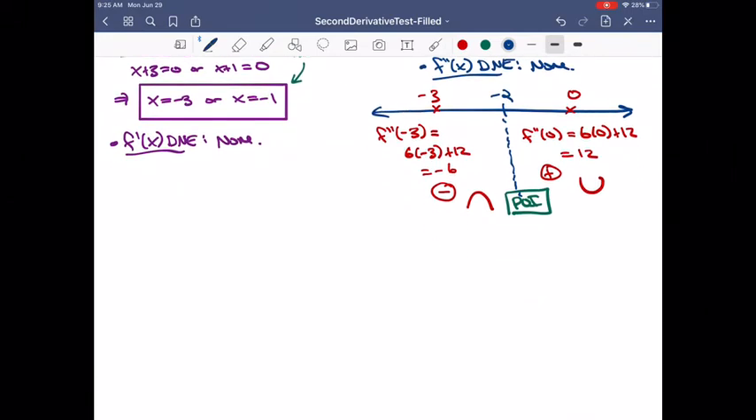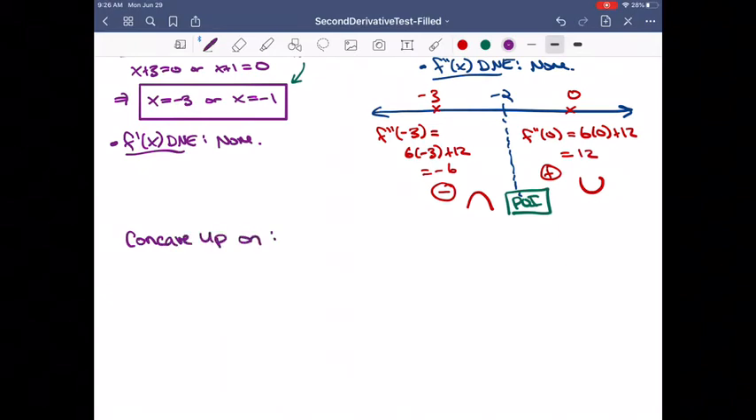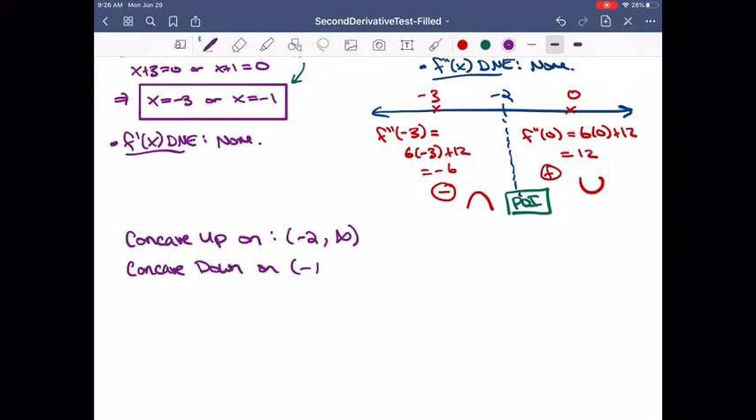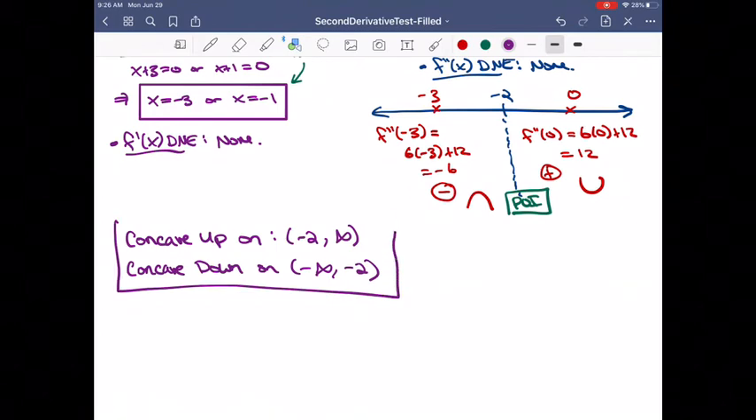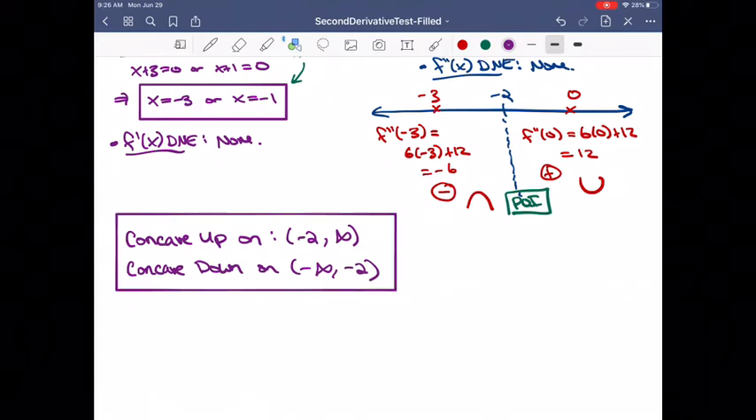Okay, so we can start. So we know that it's concave up on the interval from negative 2 to infinity. And it's concave down on the interval from negative infinity to negative 2. Okay, so we know the concavity. That was part of what we wanted. And we know that there's an inflection point.